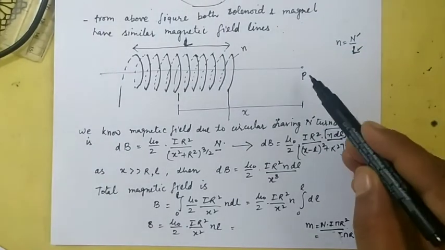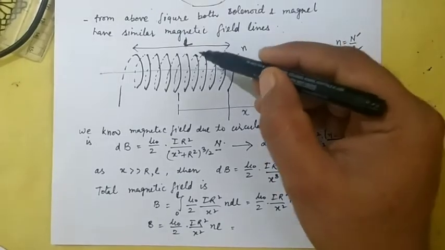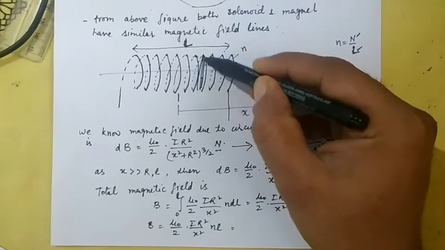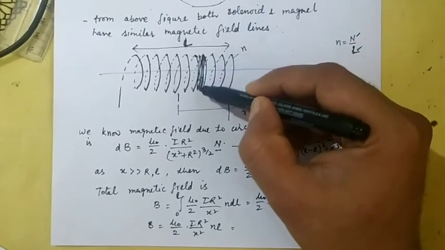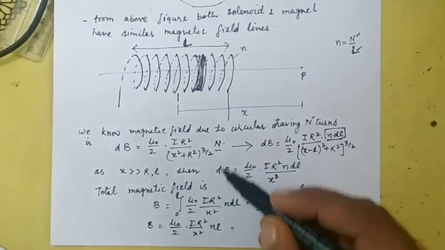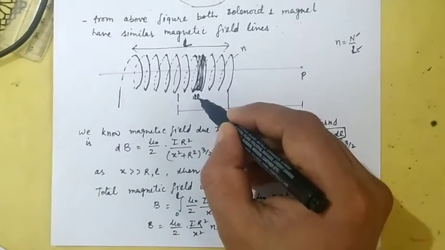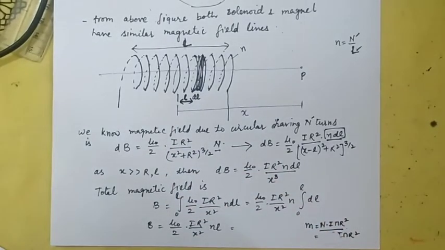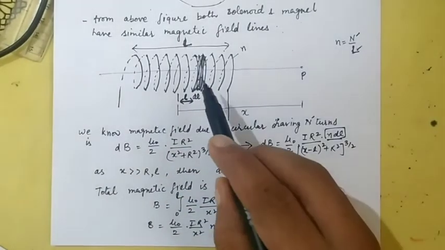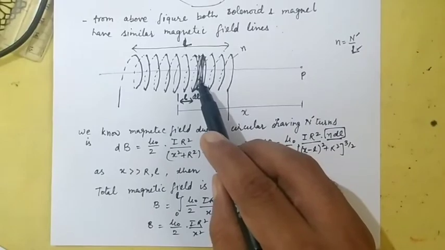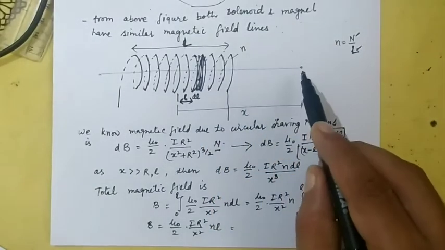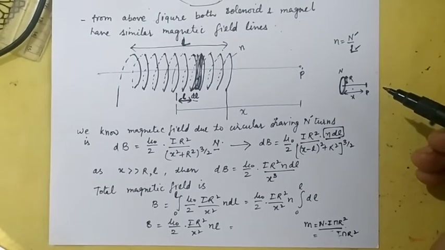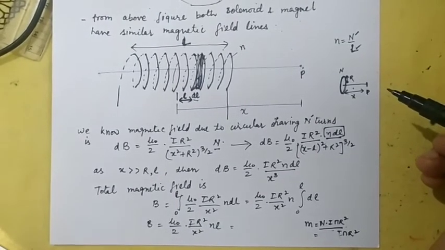Now to calculate the magnetic field at this point P, first I have to choose one section of this solenoid. So I choose a small section of this solenoid as dl, which is at a distance of l from the center of the solenoid. First we will calculate the magnetic field because of this section of the loop at the point P, and then we integrate it and calculate the total magnetic field because of the solenoid.